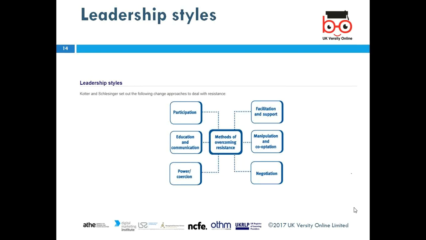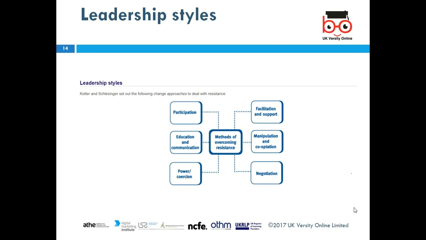Okay, leadership style. A leader is anybody who can influence. Leadership style can be autocratic or democratic. These are the most common styles. What do you think? Do we always need to be democratic?